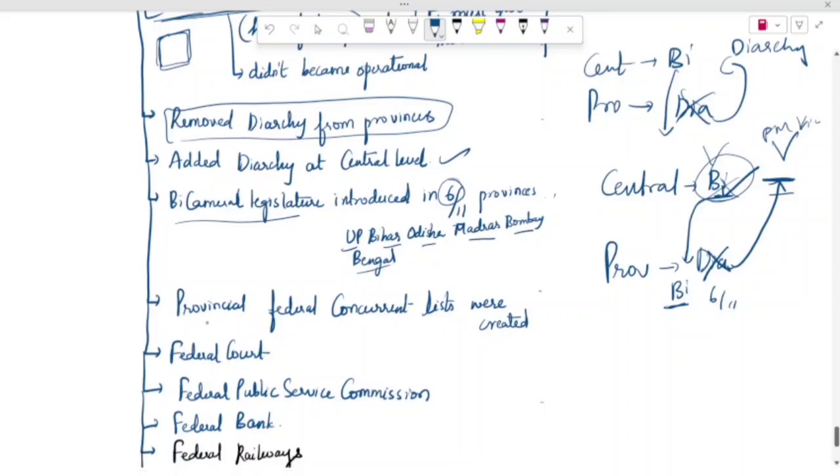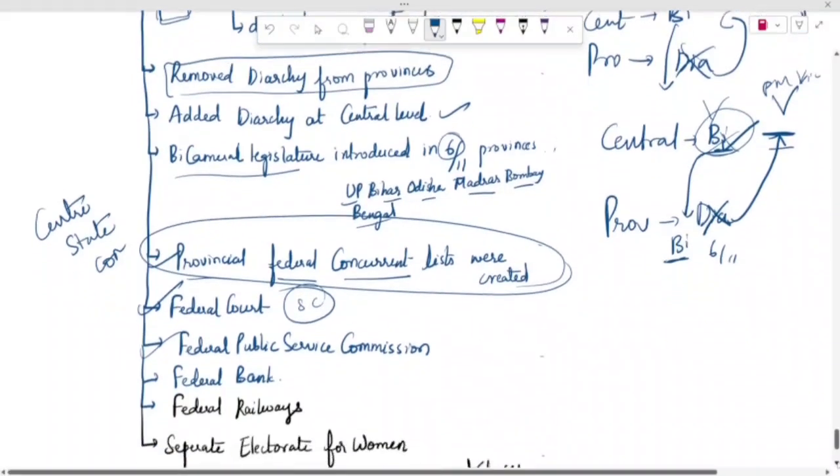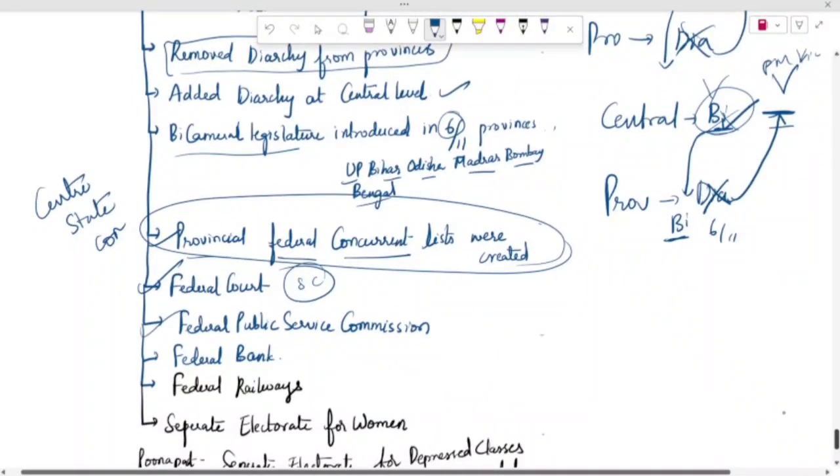And provincial, federal, and concurrent lists were created. In India, we can see now central list, state list, concurrent list. Right? Union list, state list, concurrent list. It was taken from the 1935 Government of India Act. And they have created a Federal Court, nothing but the Supreme Court of India. They have created a Federal Public Service Commission and State Public Service Commissions, nothing but the Union Public Service Commission as of now, and State Public Service Commissions. These provisions were taken from the 1935 Government of India Act.